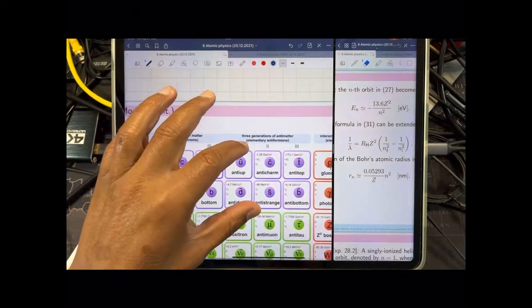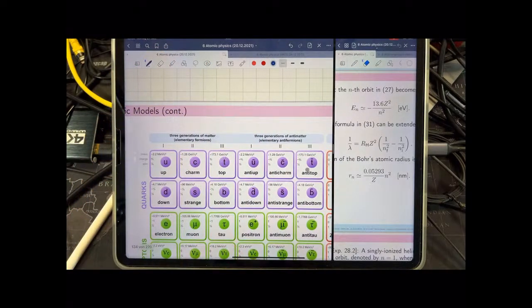Let's get further into the detail. The anti-top quark has the mass of 173 giga electron volt per c square, and it's denoted the same way here, the letter T, but with a bar because we need to differentiate it from the top quark. This is the anti-top. It has the charge of minus 2/3, and that's the antiparticle for the top quark. And the down quark is a little bit bigger than up quark, right?